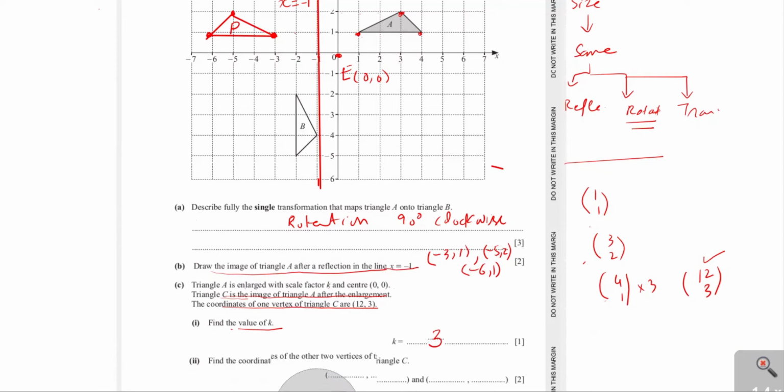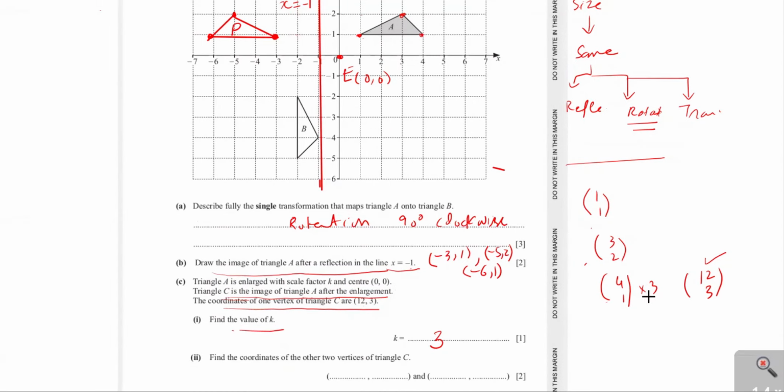Next, the coordinates of the other two vertices of the triangle C. Here, the scale factor of enlargement is 3. We will multiply each vertex coordinate by 3. Therefore, we get (3, 3) and (9, 6). And therefore, we write here (3, 3) and (9, 6) is the answer.